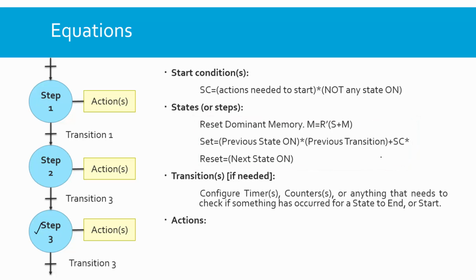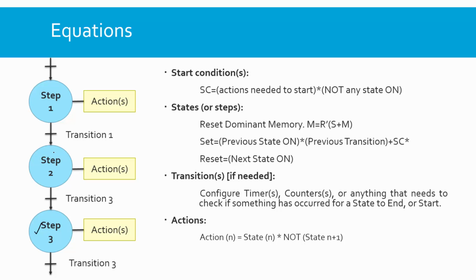Now for the transitions, we need to configure the timers or the counters or anything that needs to check if something has occurred for a state to end or start. Finally, for the actions, well, the equation is pretty simple. We will simply put the step in which the action needs to be performed, but also we need to end it with not the next state. The reason for this is because there is one point in which 2 states will be on.